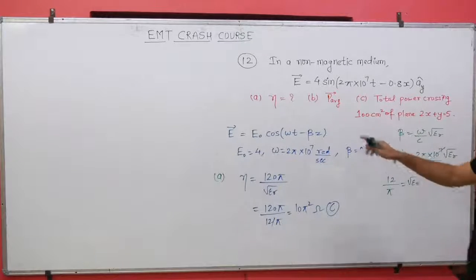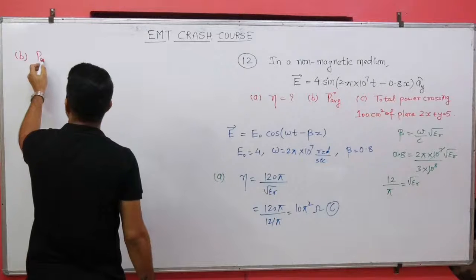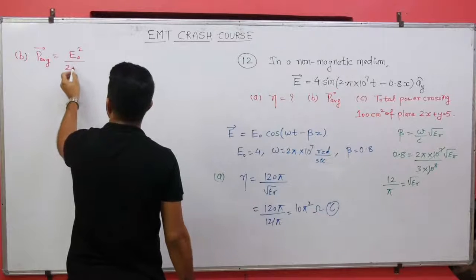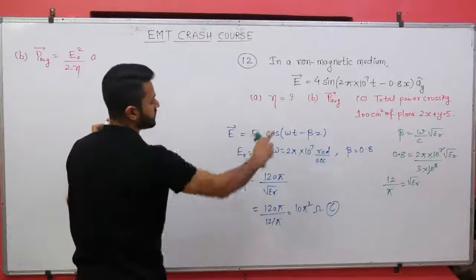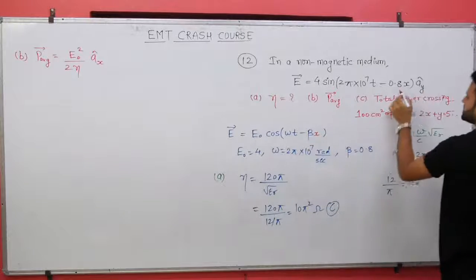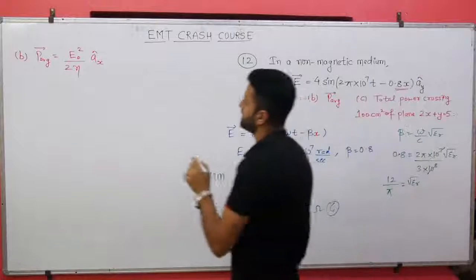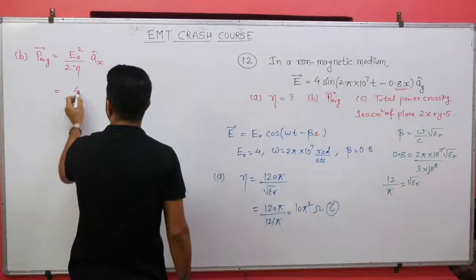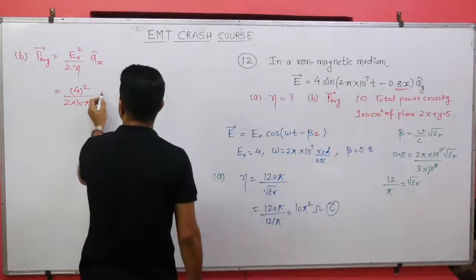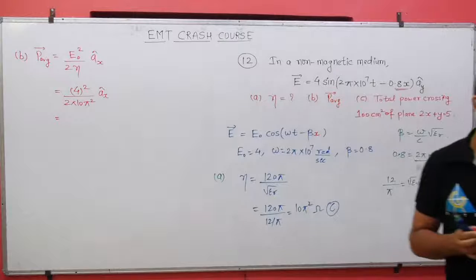Now next we have to find this time average Poynting vector, and this time average Poynting vector is calculated as P average is equal to E naught square upon 2 times magnitude of eta and the direction of propagation. The direction of propagation is x. Here it is given that the direction of wave propagation is x. Now E naught is 4, so it is 4 square divided by 2 into 10 pi square into direction of propagation ax. So when you solve this, you will get some time average Poynting vector.